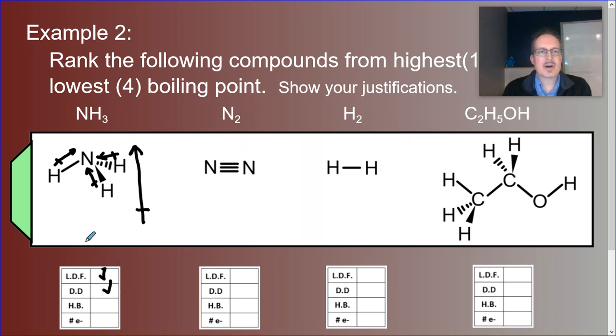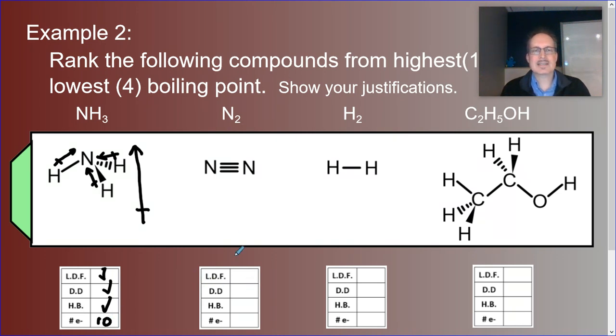Does it have hydrogen bonding? Remember, to have hydrogen bonding, it's got to be hydrogen bonded to fluorine, oxygen, or nitrogen. We have it bonded to nitrogen here, so we're going to give it hydrogen bonding. And last but not least, let's add up the number of electrons in case we have a tie. So nitrogen plus the 3 hydrogens, that means we have 10 electrons.